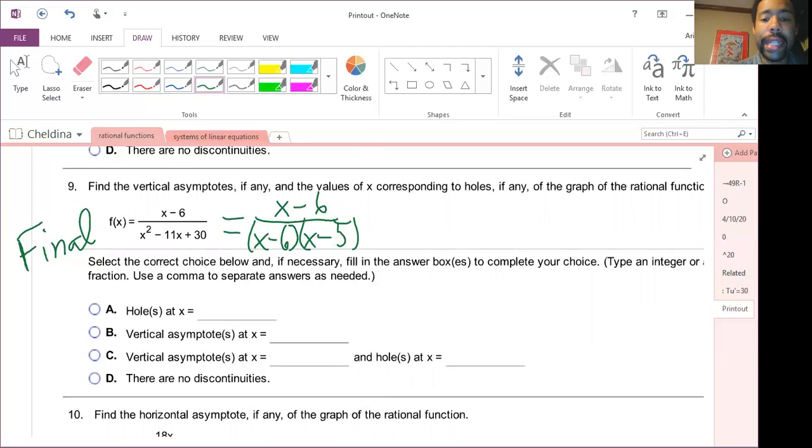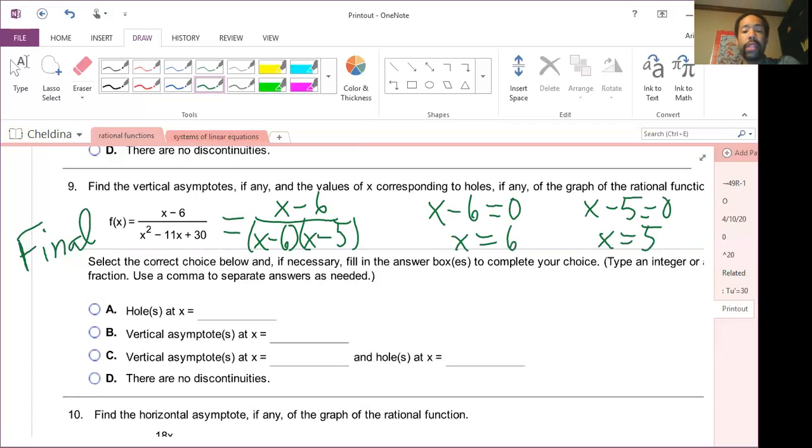And we see that now, you set them each equal to 0, like we did earlier. And we see that x equals 6 is a problem, and x equals 5 is a problem, adding 6 and 5 to both sides respectively. And then the question is, are these vertical asymptotes or are they holes? And we see that because the x minus 6 cancels, that makes this a hole. The x minus 5 does not cancel, and that makes it a vertical asymptote. And so we have answer C, that there's a vertical asymptote at x equals 5 and a hole at x equals 6.